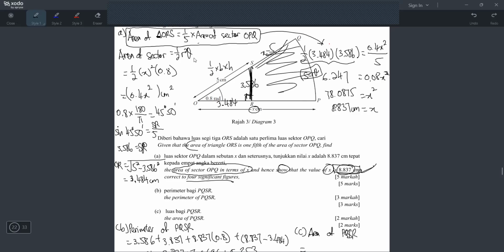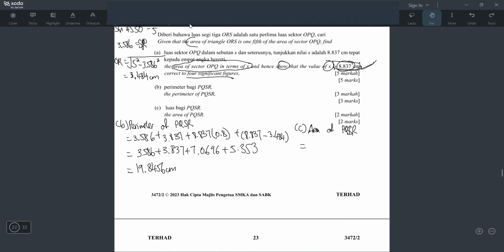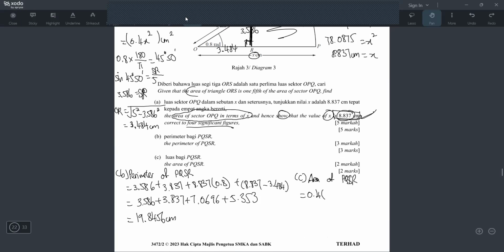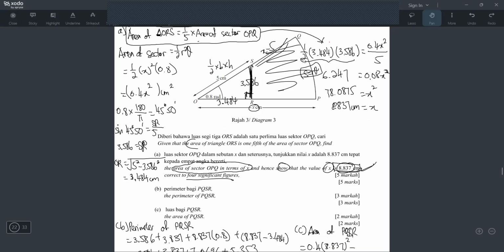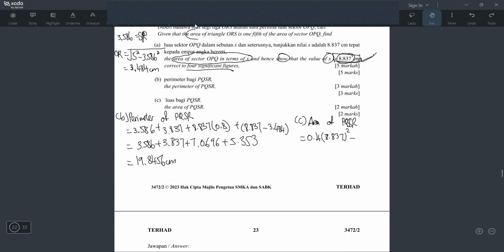But the area of sector is already there, isn't it? Area of sector is 0.4 x square, right? So straight away I will just put 0.4 x square. But the x I have already, 8.837. So 8.837 square minus with the area of triangle, which is 1/2 times base times height. But I did it just now already. It's 6.247. So I'll just straight away do it like that. Right? I don't have to be so diligent and do it again. I already have it, just put it in.